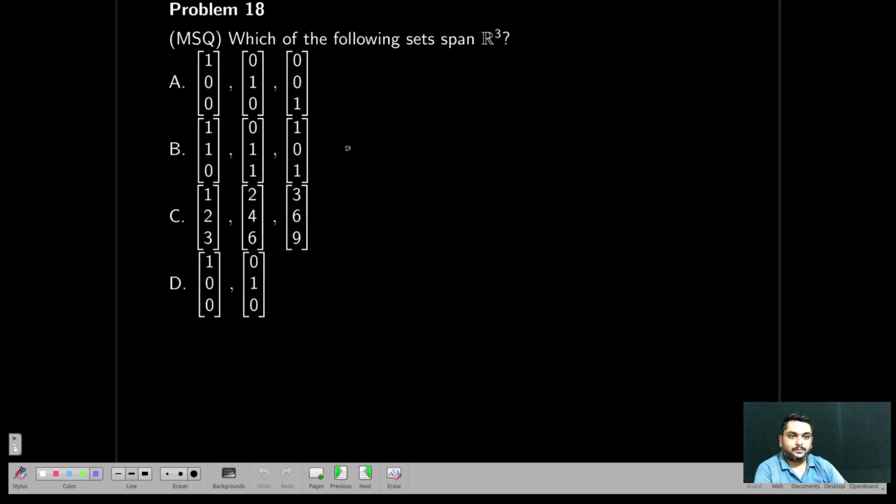Which of the following sets span R cube? R cube means there should be 3 vectors. So first eliminate this option because there are only 2. Next, what about A? They should be linearly independent. This can span it. Then this is also independent, can span it. This is dependent, it cannot span that vector.